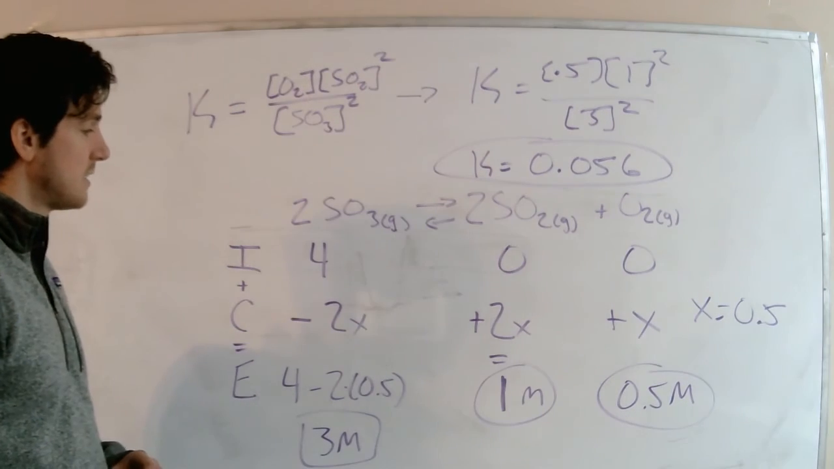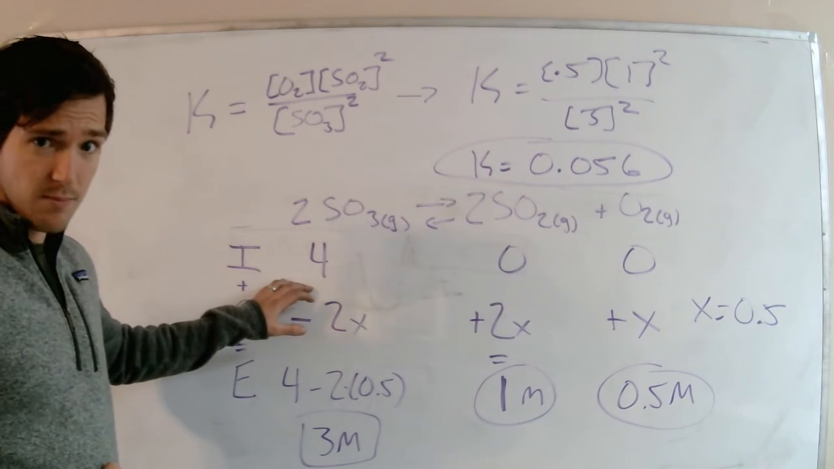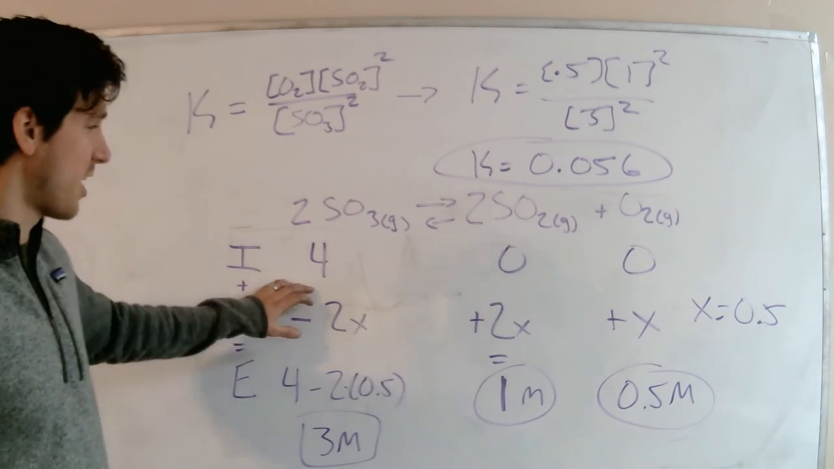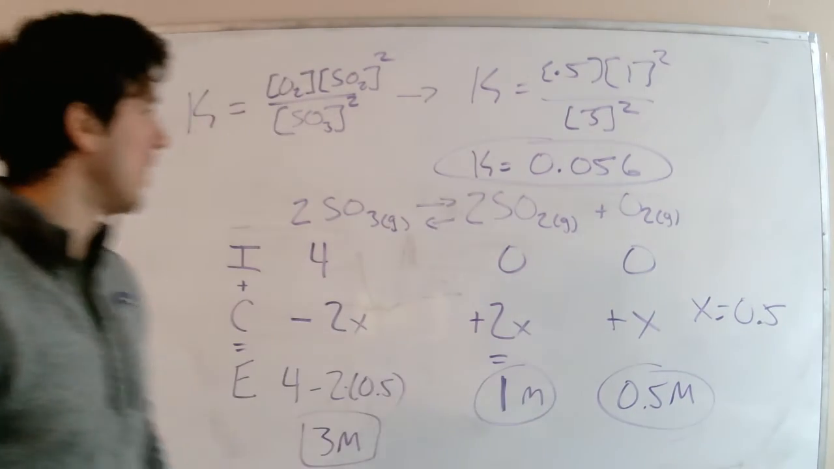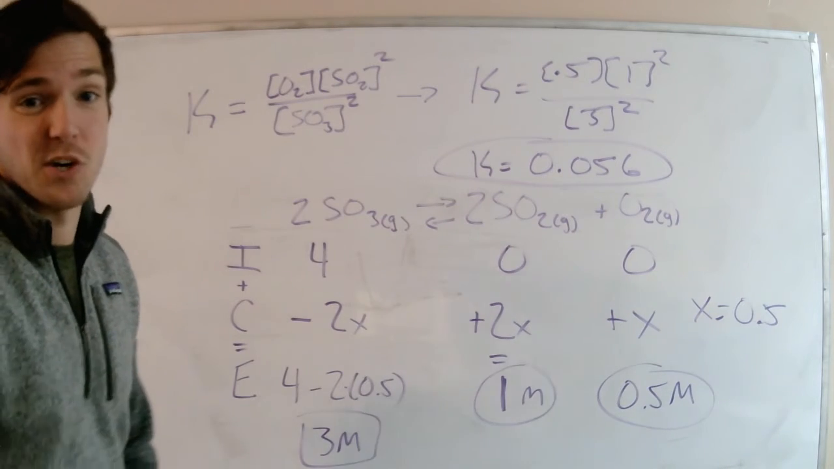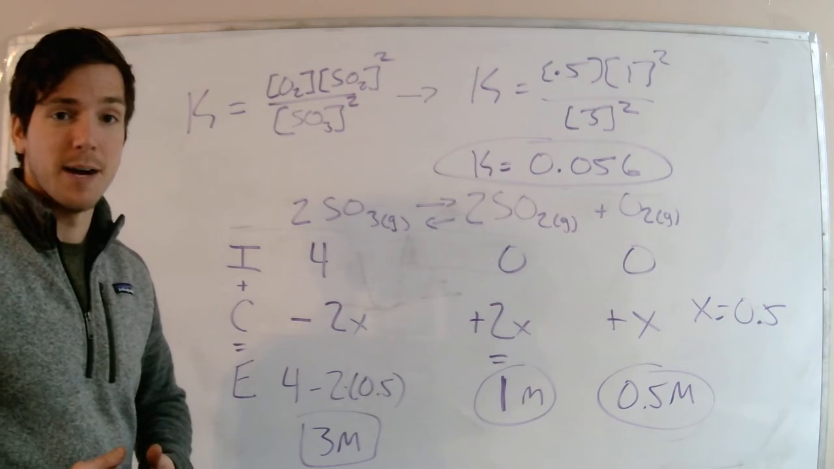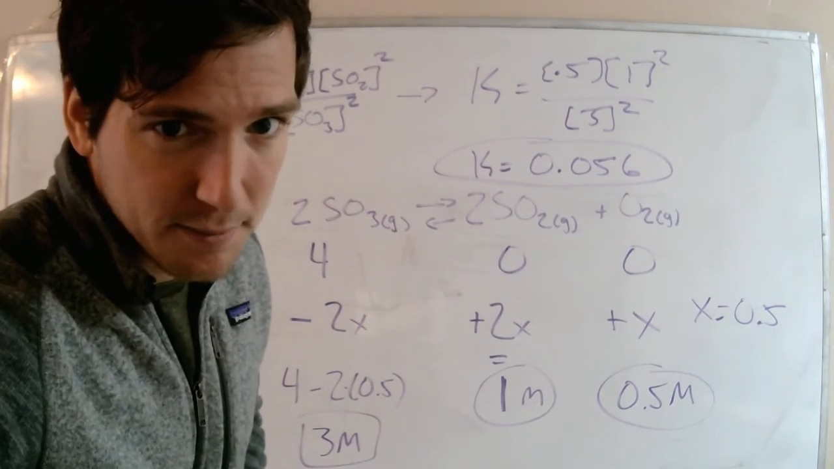0.056. That makes sense too, right? Because we had a whole bunch of SO3 to start, and we didn't really get a whole lot of SO2 or O2, and our K represents that. It shows that we're going to have more reactants than products at the end. All right, one more example, and then we're done.